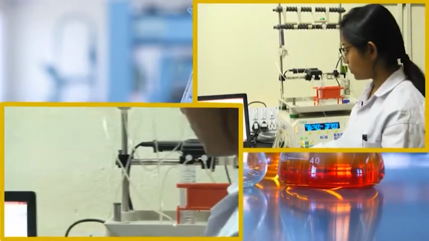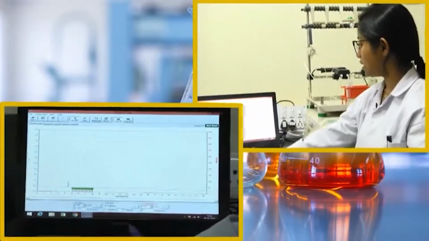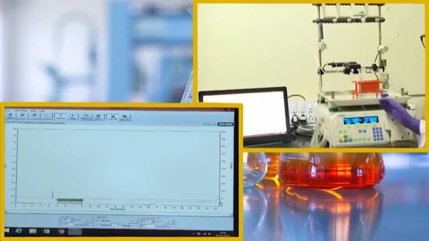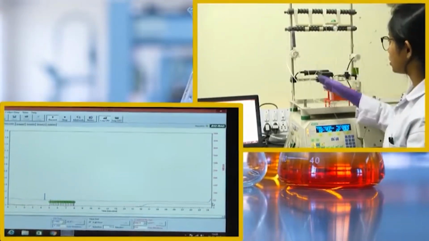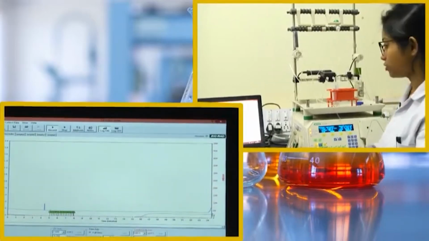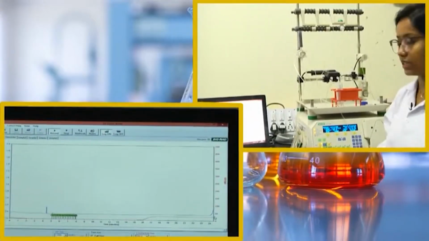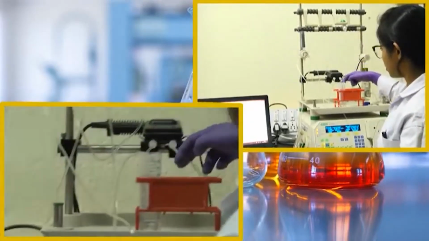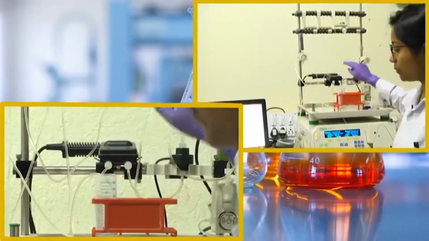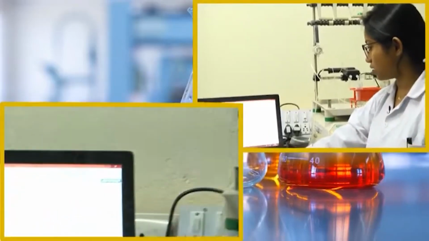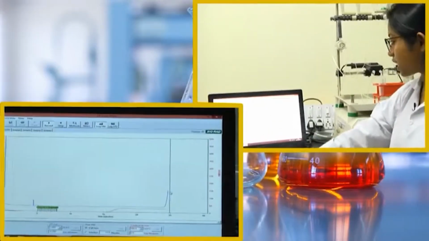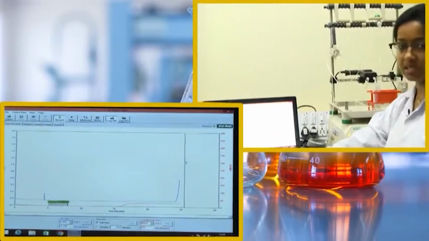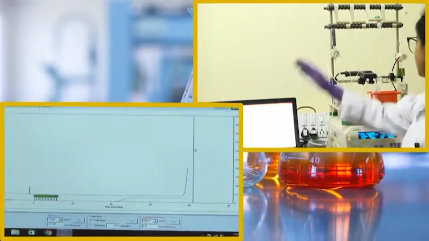So, right now what will happen is this blue line will go up, because the wash buffer is pushing the supernatant solution which we have collected through this column, and it has come out of the column and passed through this UV monitor. You can see the blue line is going up. That means all the other proteins that are present inside this supernatant are coming out of the column.